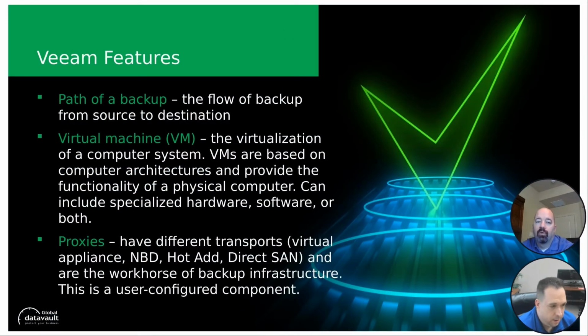Let's talk a little bit more. You've mentioned the production, the backup repository, cloud repositories, and proxies. Can you tell us, if there was a path of a backup, what would that look like? So the path of the backup is initiated through the Veeam Backup and Replication console. And then what it does is it sends an API or a PowerShell direct call to the hypervisor.